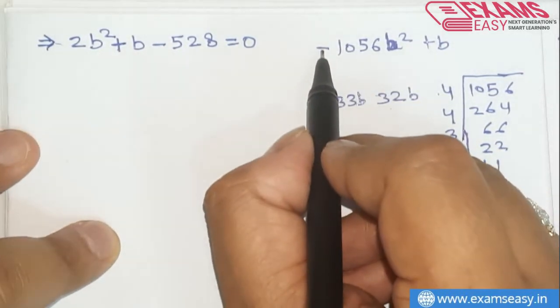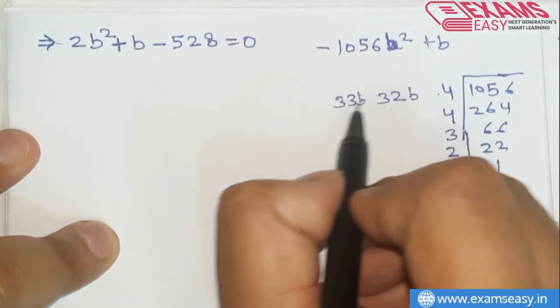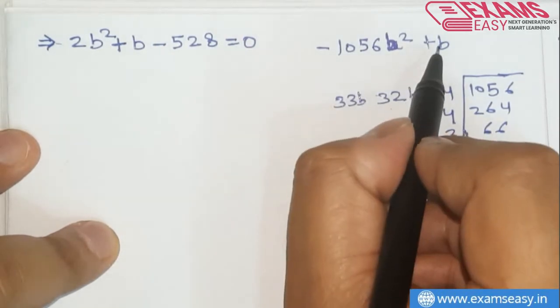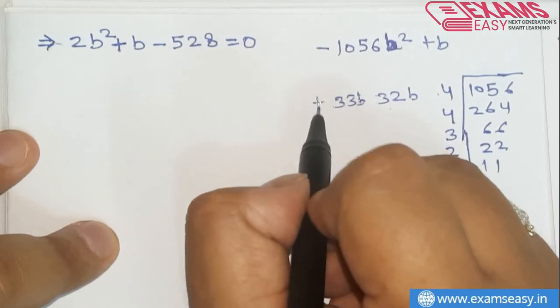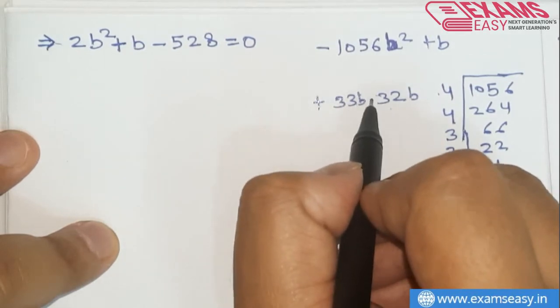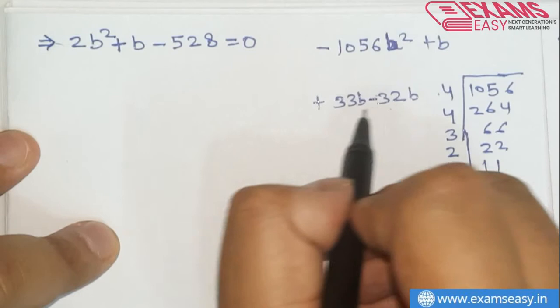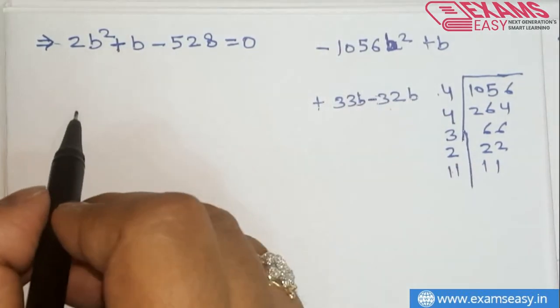Since it is minus, one of the numbers has to be negative, but the result has to come positive, so the higher number will be positive and the lower number will be negative. So let us split in this way.